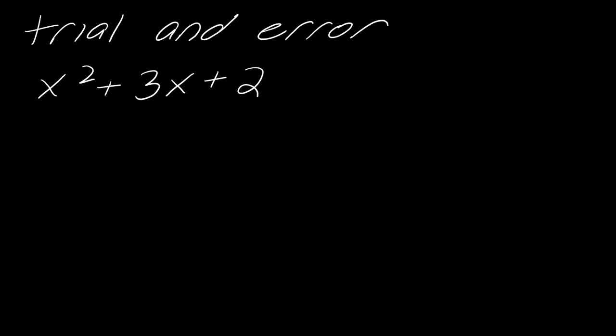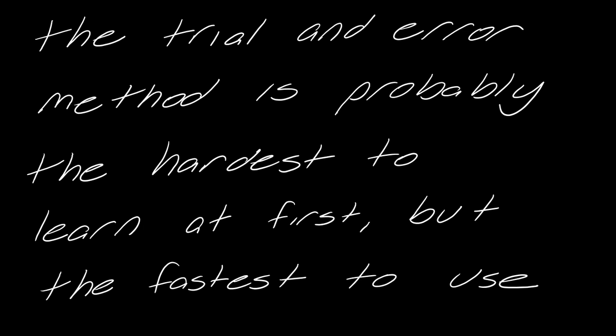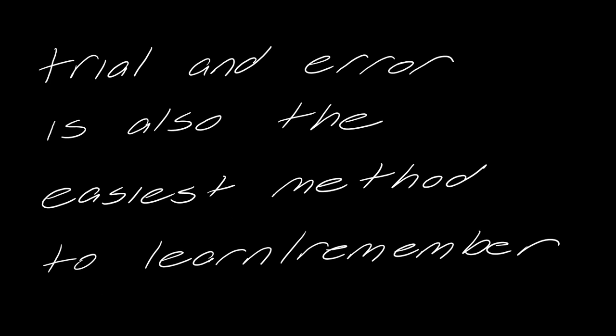And we're going to draw off of that warm-up that we just used. The method that I use in my videos is known as trial and error. So I do want to make a little note here. There are many ways to factor trinomials, so if you looked this topic up on YouTube, you'd find a couple different ways to do this. And I'm only going to use trial and error in this video, and I'm going to mostly push trial and error. The trial and error method is probably the hardest to learn at first, but once you get used to it, it is the fastest to use. The other thing about trial and error is it's the easiest method to learn and remember, in my opinion.